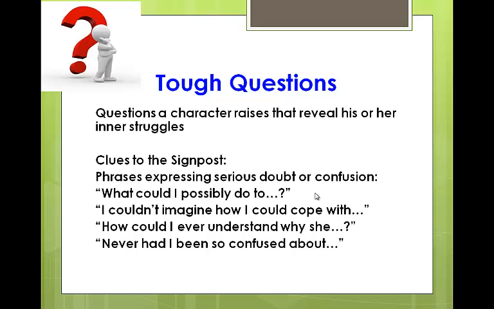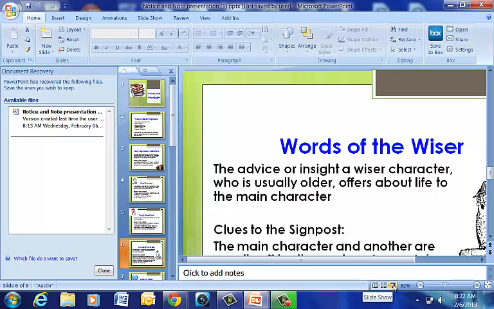So some of the different signposts could be: what could I possibly do to you? I could imagine how I could cope with, how could I ever understand why she or he, and never had I been so confused about. These are just some examples of different questions.